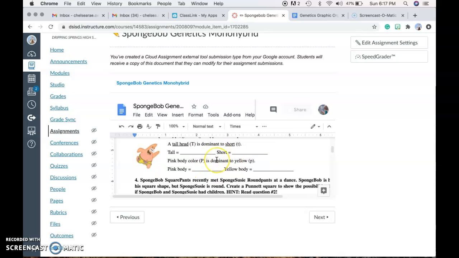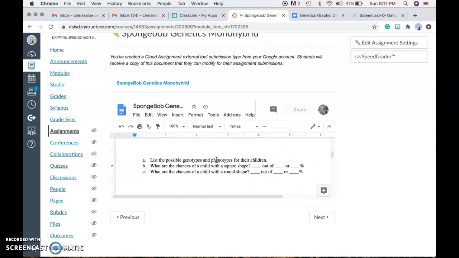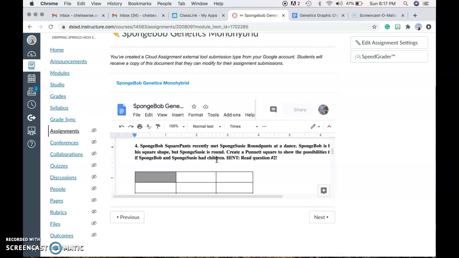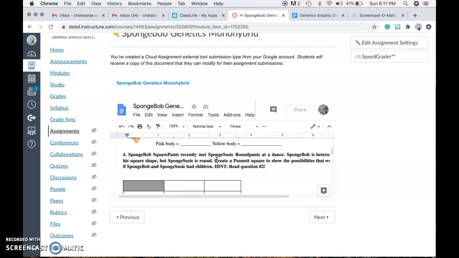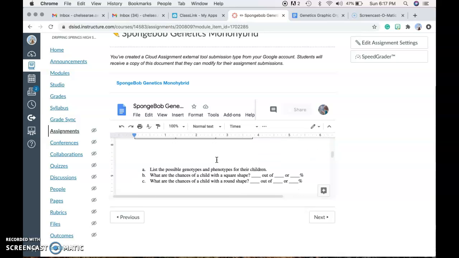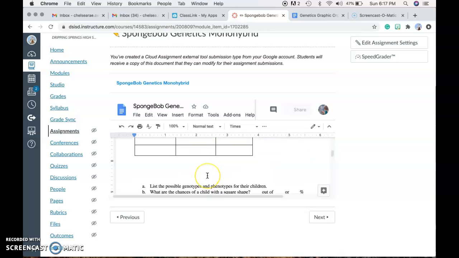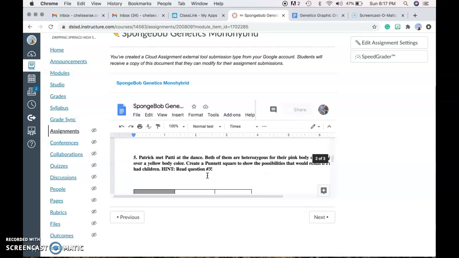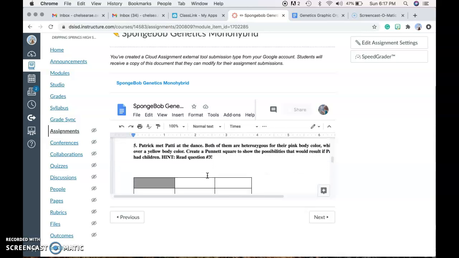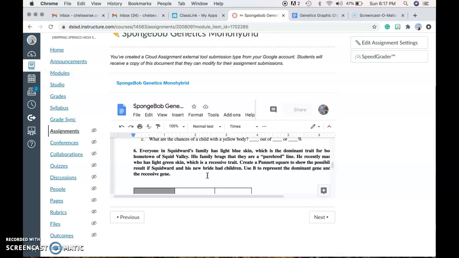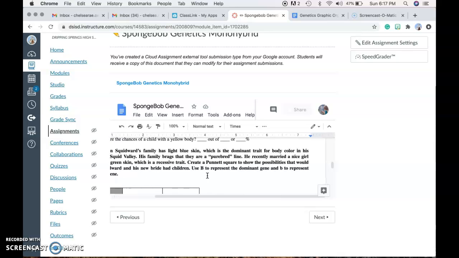And then you're going to go through Patrick's information, and then you're going to answer some questions about SpongeBob and Sponge Susie. Apparently they hit it off and they have kids, and so you're figuring out using a Punnett square what those potential offspring would be. Then you'll do it again for Patrick and Patty. And then this one down here is pretty funny.